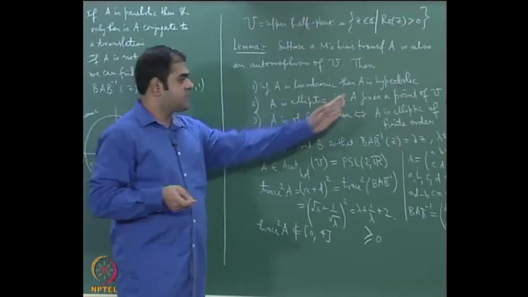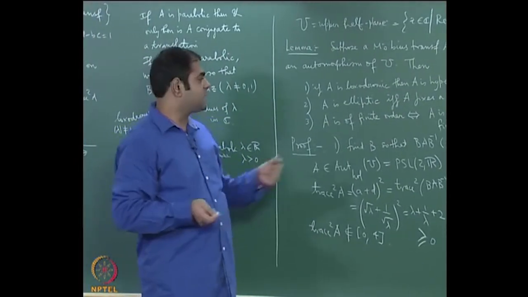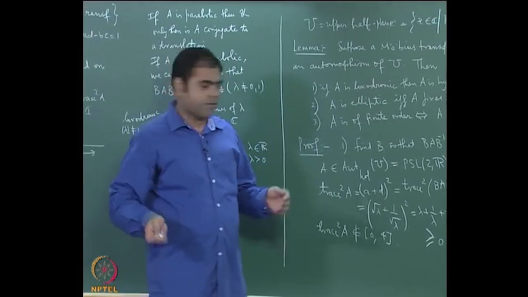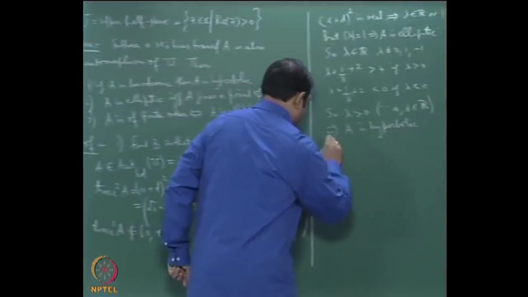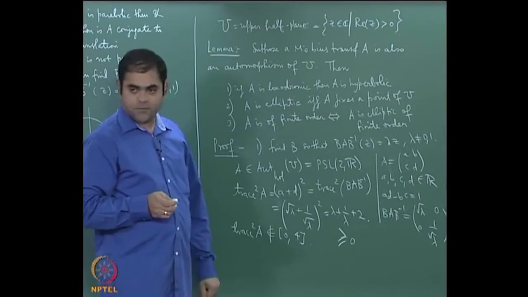So there is no difference between hyperbolic and loxodromic for automorphisms of the upper half plane. In other words, there is no non-hyperbolic loxodromic automorphism of the upper half plane. Then the second statement is: A is elliptic if and only if A fixes a point of the upper half plane.